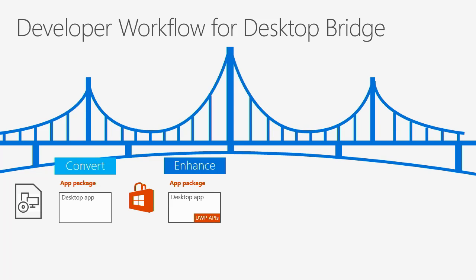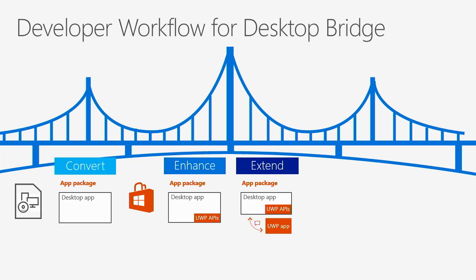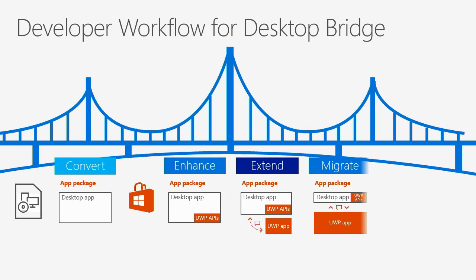The second area is around enhancing your application. So now you've gone ahead and built your desktop app, and you've submitted it into the Store. You want to go ahead and take advantage of those Universal Windows Platform APIs. Then over time, you can extend your application even further by taking advantage of not just the APIs inside your application, but through inter-process communication, you can actually build a UWP app, and you can have multiple apps talking to each other.